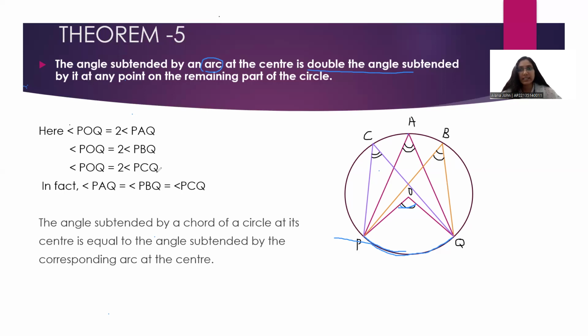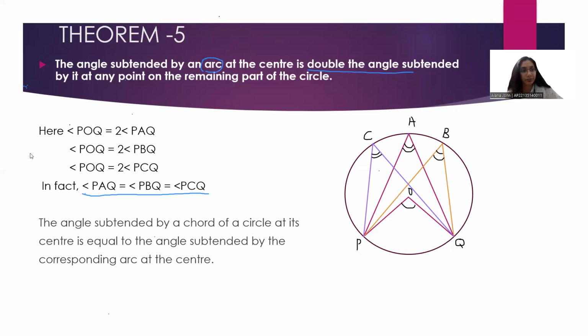So in fact, we can say that any angle subtended by the arc PQ on the circle will be equal here. Angle PAQ is equal to angle PBQ, equal to angle PCQ. But one important thing to be noted is that if P and Q are joined like this, sorry, let me erase this and show you. Okay.